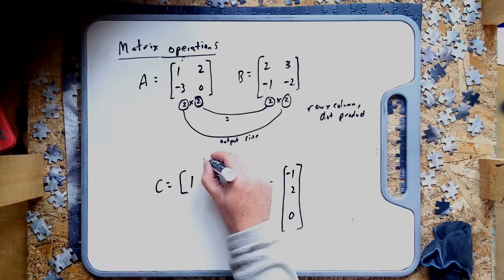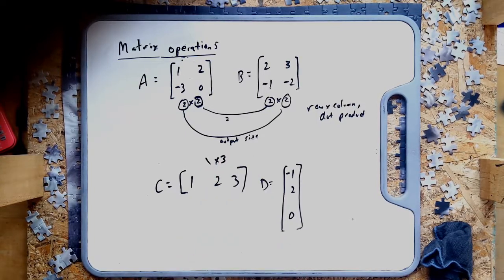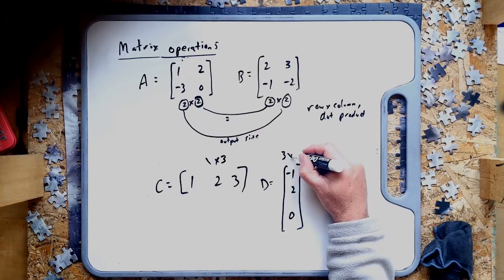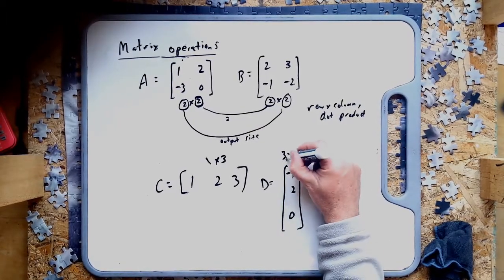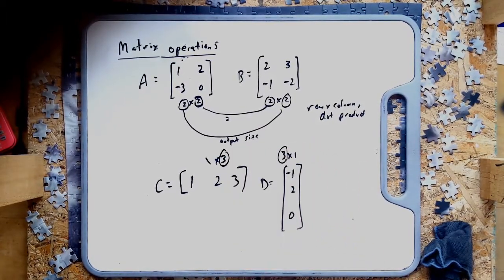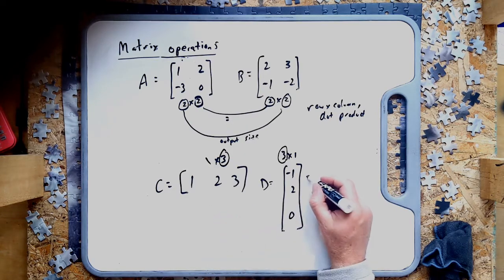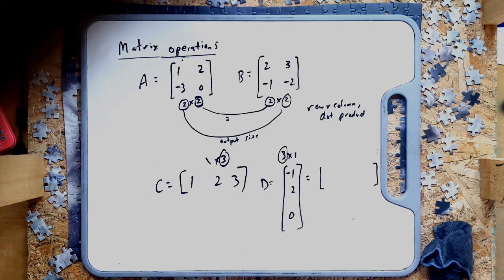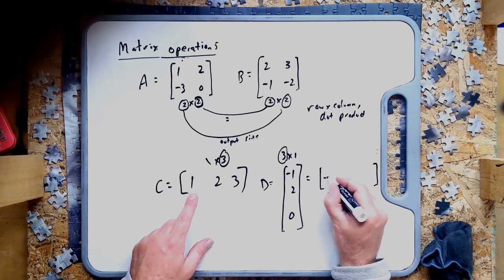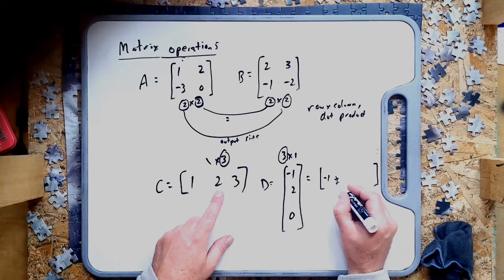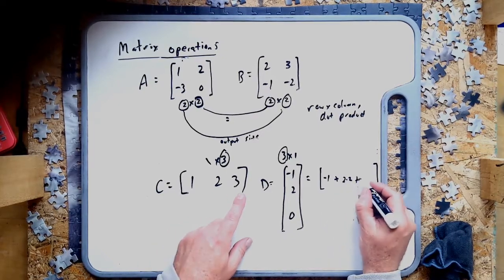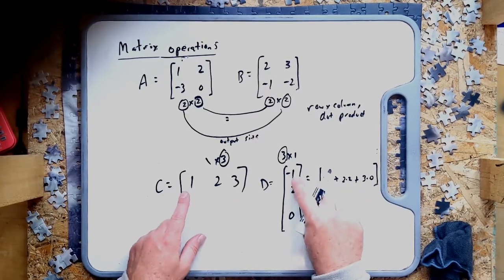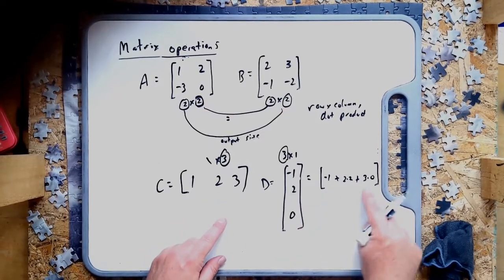Okay, now this is a 1 row by 3 column matrix, and this is a 3 row by 1 column matrix, which means that the inside numbers are the same as they're supposed to be, and the output is simply going to be a 1 by 1 matrix. In other words, one number inside a matrix. So let me multiply that again, row times column, because there's only one row and one column this time. 1 times negative 1 is negative 1, plus 2 times 2, plus 3 times 0. Again, first times first, second times second, third times third, and add them up.